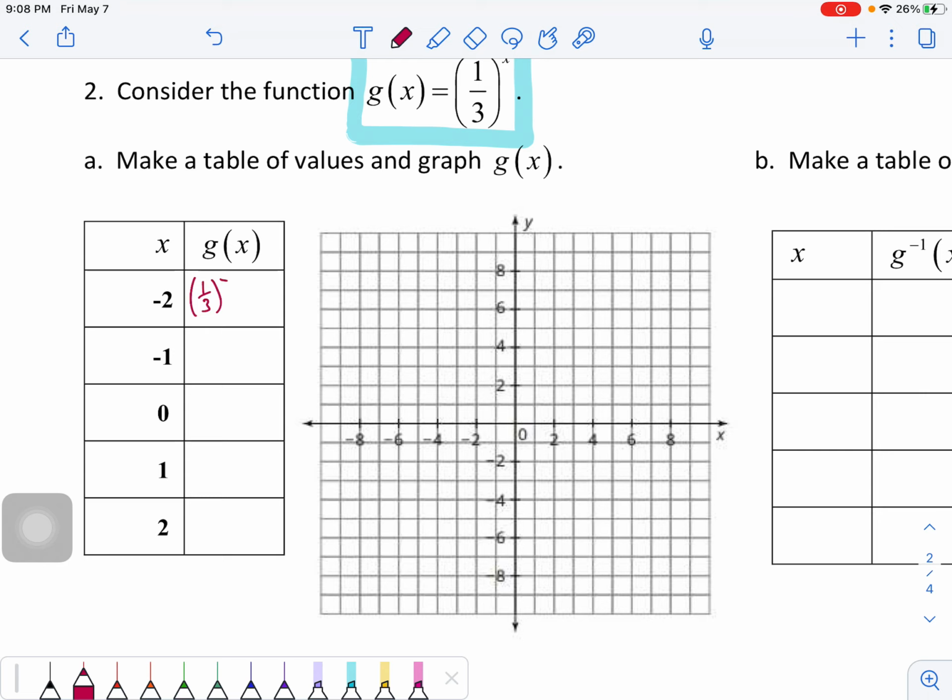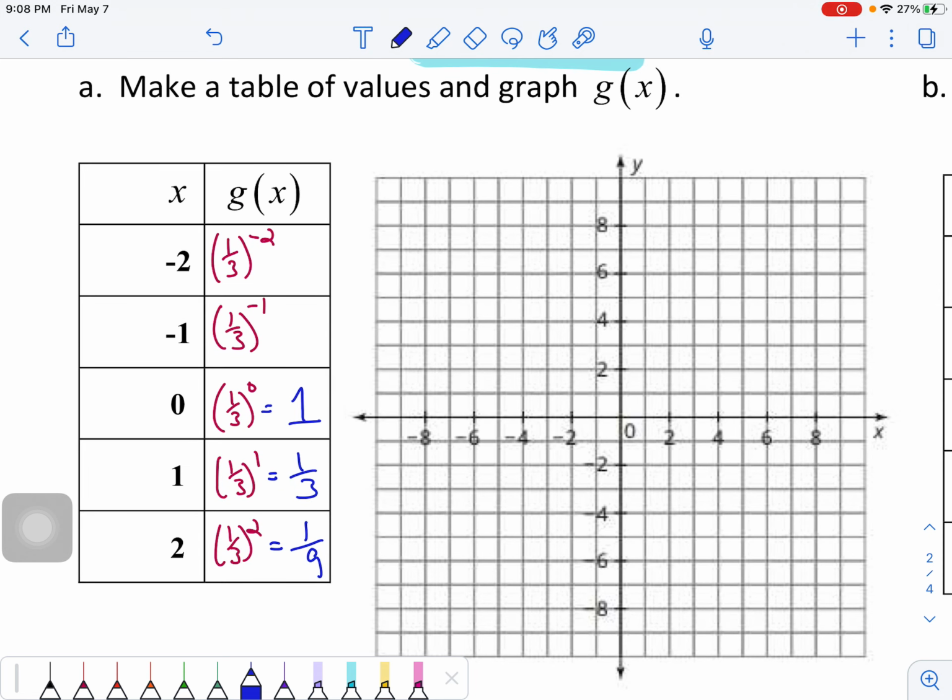So it's going to be 1/3 to the -2, 1/3 to the -1, 1/3 to the 0, 1/3 to the 1, and 1/3 squared. So for each one of these, again, I'm going to start at the bottom and work my way up to the top. 1/3 squared means 1/3 times 1/3, which would be 1/9. 1/3 to the first is 1/3. 1/3 to the 0 is 1. Remember, anything raised to the 0 power is 1.